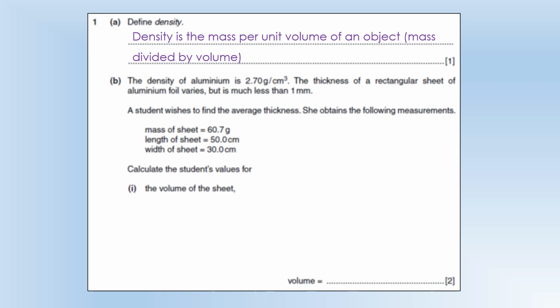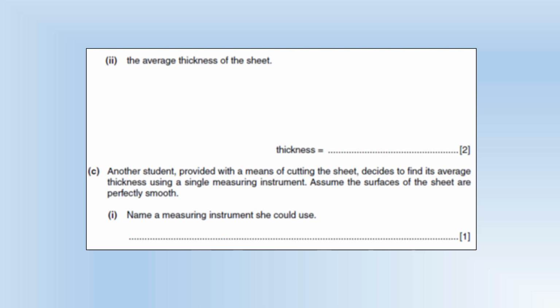So we've got the mass, the length, and the width. Calculate the student's value for the volume of the sheet. To get volume, we do mass divided by the density. We plug those numbers in and we get our volume as 22 centimetre cubed. Now we can get the average thickness. We're imagining it as a cuboid, so length times width times thickness gives the volume. So to get the thickness, we do volume divided by length and width, giving us 0.015 centimetres, or essentially quite a small fraction of a millimetre.